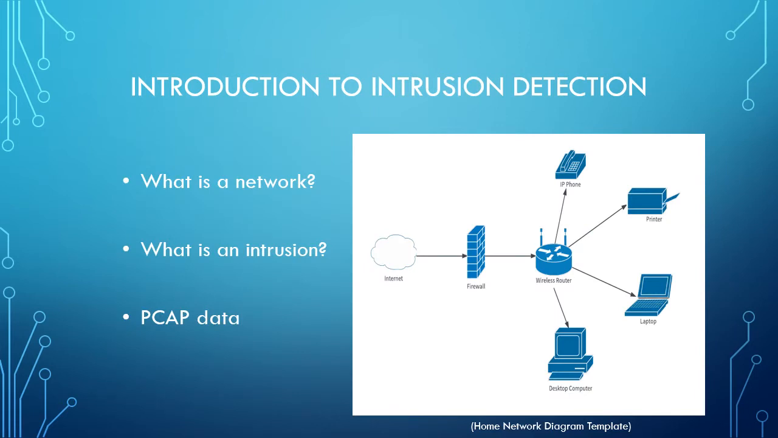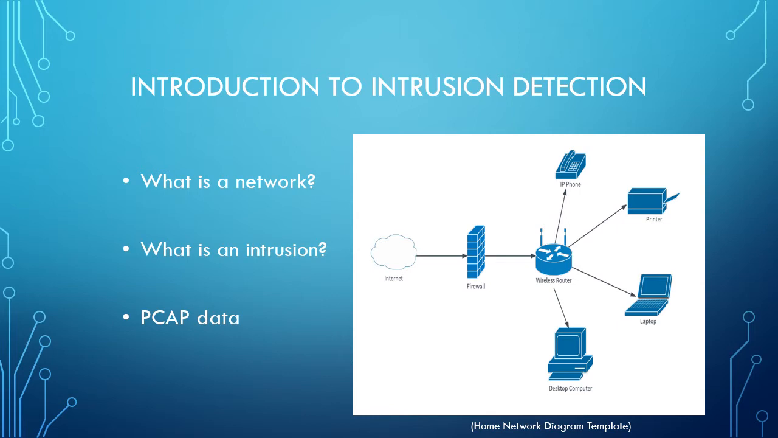This is going to be a brief introduction to intrusion detection. First of all, we need to understand what a network is, and so you can visualize your home network or even your work network to get a better understanding of how this all works. On the right hand side of this slide, you can see that there's a wireless router connected to a desktop computer, a laptop, a printer, and a phone. Obviously, our home networks and work networks are going to be a little bit more complex than this, with more devices and more interconnected devices with each other.